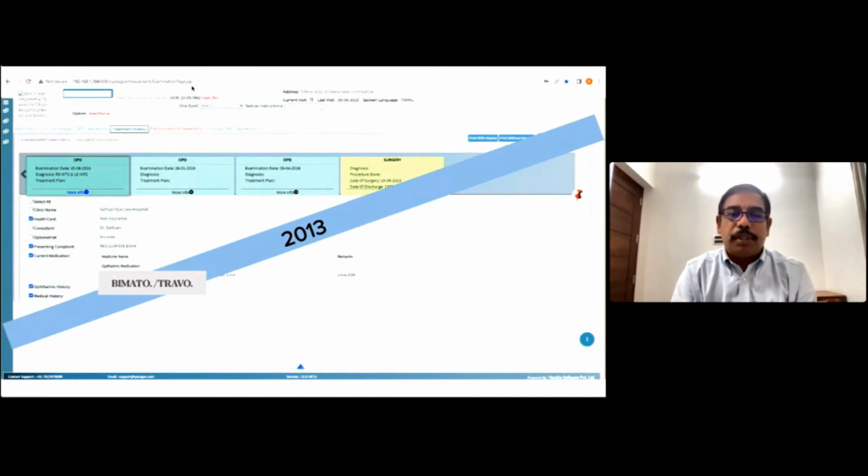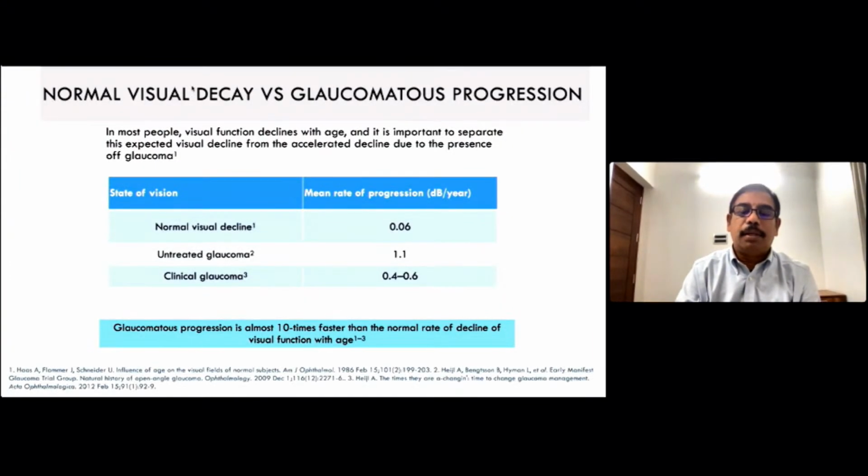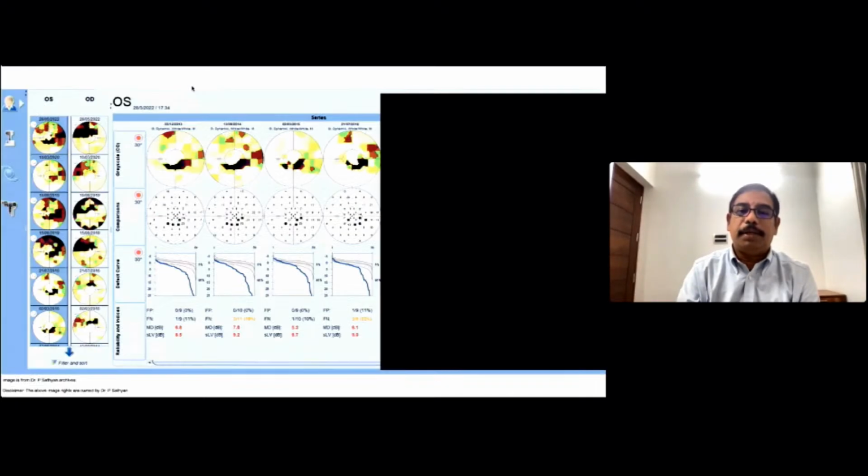In the year 2013, we started the patient on bimatoprost. For some reason, the bimatoprost wasn't available, so the patient was shifted to travoprost, and the IOP was maintained at 15 and 16. We know that even normal people will have visual field decay. But in glaucoma, if you are treating, probably around 0.4 to 0.6 can have visual decay. That is decibels per year.